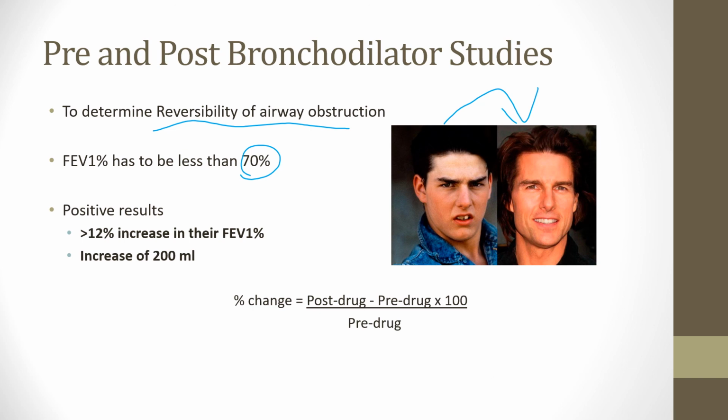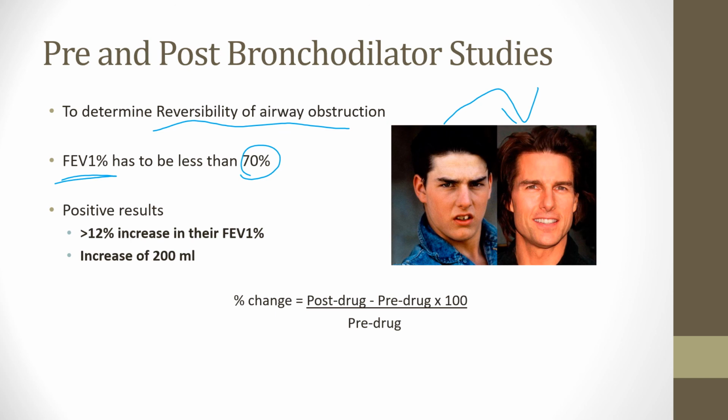So if we have a patient and they do an FEV1% less than 70%, let's say it's 54, then they're perfect. We can go ahead with the test. If we do it and their FEV1 is 75%, that's a normal range, and we're not going to do it because their lungs are actually doing fine. We're not going to see a difference. So lungs have to sort of be in a 70% or less state. So what we're going to do is we're going to do a pulmonary function test. We're going to look at their FEV1%.